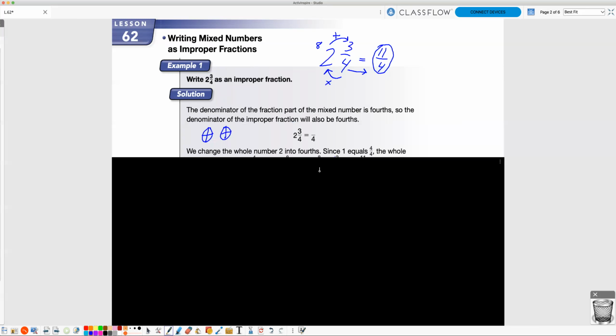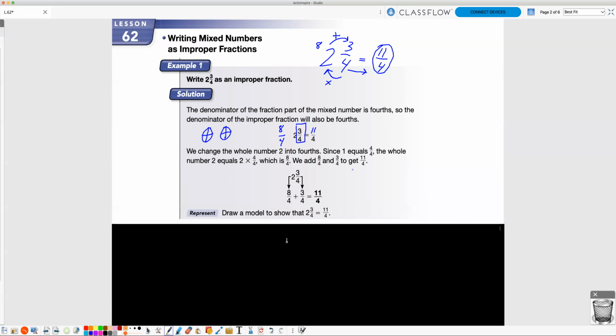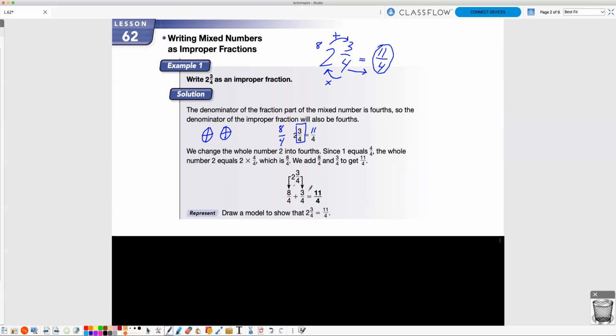So since 1 equals 4/4, the whole number 2 equals 2 times 4/4, which is the same as 8/4. And 8/4 plus what we already have here, 3/4. So you have 8/4 plus 3/4 makes 11/4. So your mixed number 2 and 3/4 as an improper fraction is 11/4. Those are equal to each other, 2 and 3/4 and 11/4.